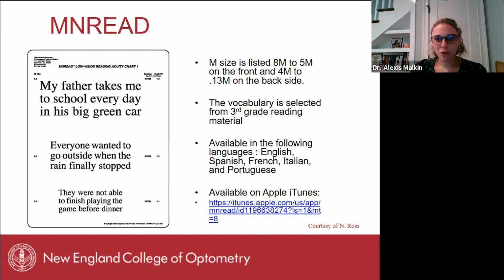The MN Read card goes from 8M on the front all the way to 0.13M on the back. Your super high myopes with myopic degeneration will love to show off that they can get to really small print. The vocabulary is selected from 3rd grade reading material, so it's not appropriate for all patients. It is available through iTunes if you're using an iPad in your clinic to try to have fewer charts and to be more portable.